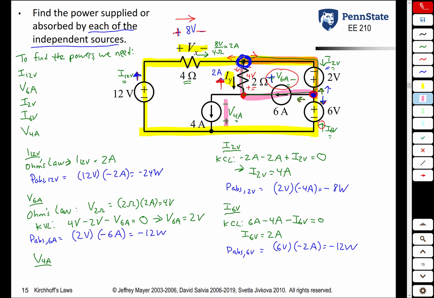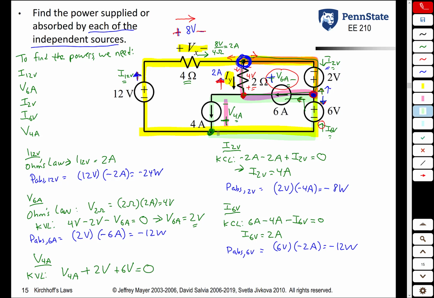Well, at this point, there are many different options you can choose. I'm going to choose this loop here. So we'll do KVL. Starting at this point down here, we have our variable we're looking for, V sub 4 amp. And once again, because we're hitting our plus terminal first, we write it as plus V sub 4 amp. V sub 6 amps, we saw in this step here was 2 volts. So we add 2 volts. Then, as you continue to the right, we hit our 6-volt source. Sum of that is equal to 0.